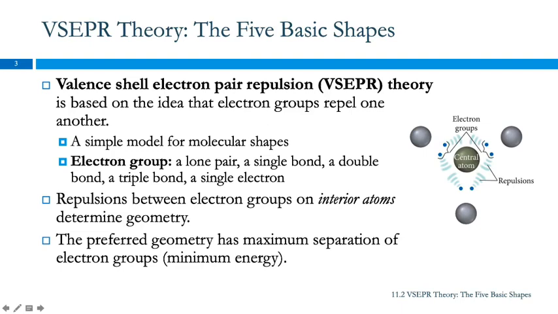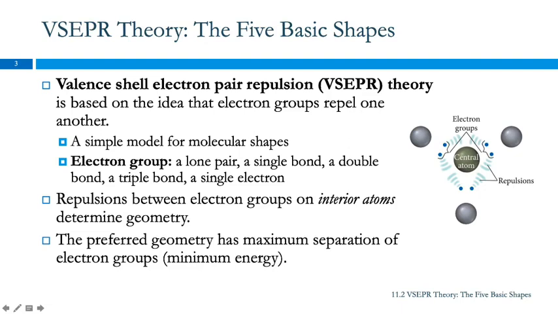VSEPR stands for valence shell electron pair repulsion. And you can't actually say VSEPR as a word, but we get close and call it VSEPR theory. This is based on the idea that electron groups repel one another. It's a very simple model for molecular shapes. It works really well with Lewis theory.